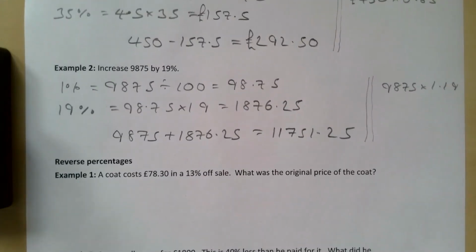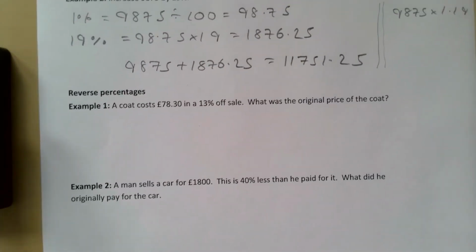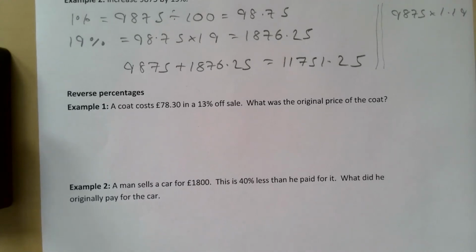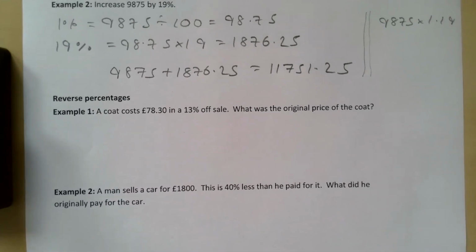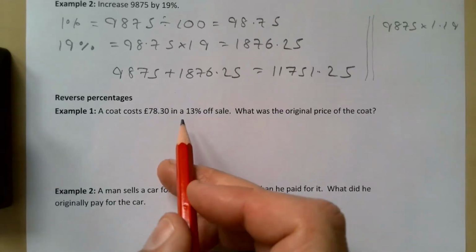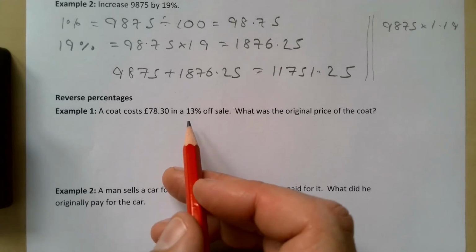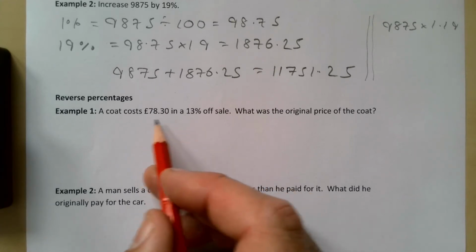Reverse percentages. Annoyingly, I've just taught you this method for percentages. It doesn't work for reverse percentages. A coat costs £78.30 in a 13% off sale. What was the original price of the coat? They've taken the 13% off. That's what makes it a reverse percentage. And once they've taken it off, we get £78.30.